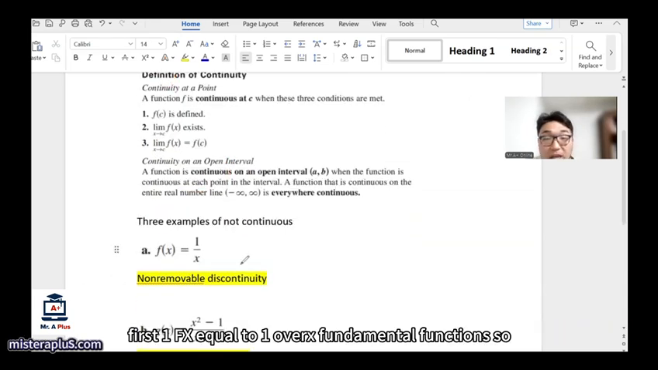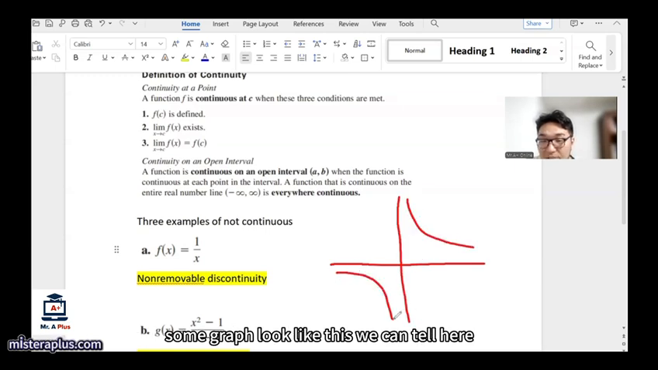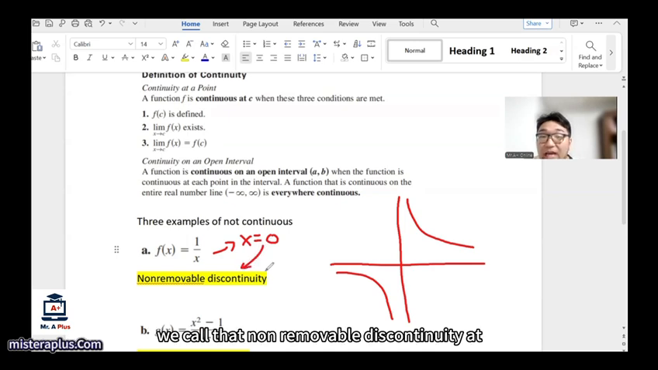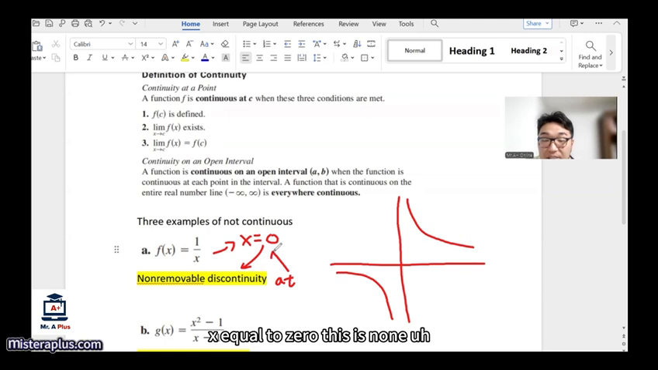First one, f(x) equals 1 over x, a fundamental function. So the graph looks like this. We can tell here x is not defined, or undefined, at 0. So that point, we call that non-removable discontinuity at x equals 0. This is non-removable discontinuity.